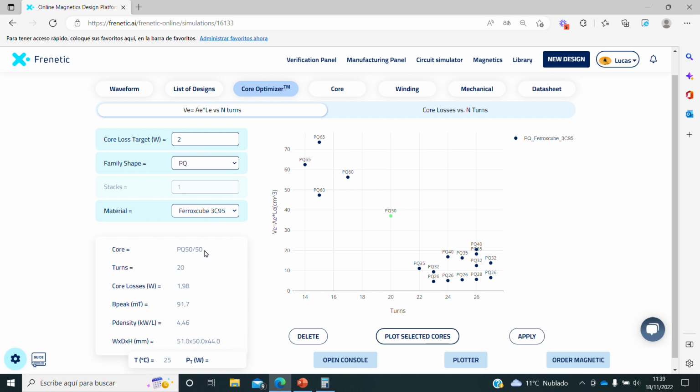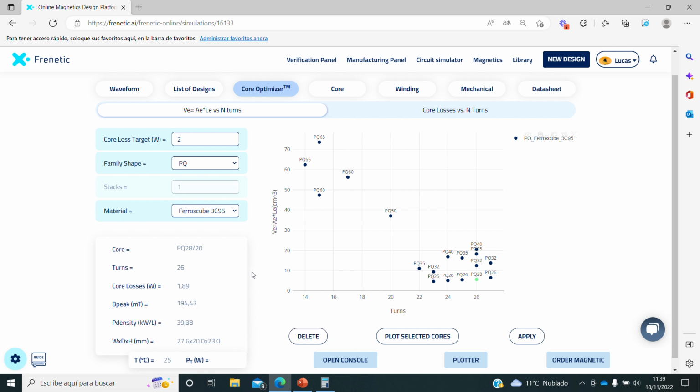For instance, here we have a PQ50, it needs 20 turns to have 1.98 watts. This is the flux density in the core, this is the power density, and this is the total volume of the component. So of course, if we increase the number of turns, we can come up with smaller components that have much higher power density.